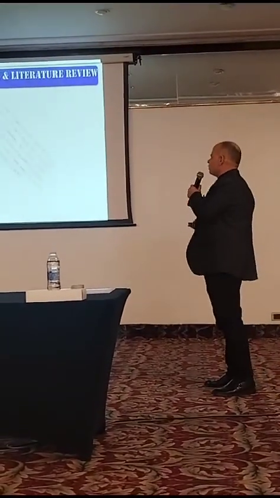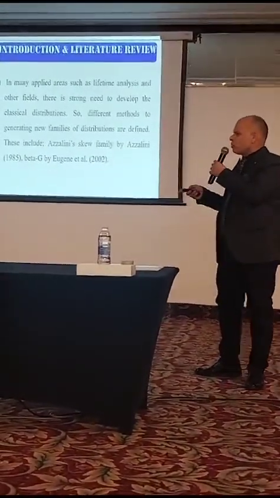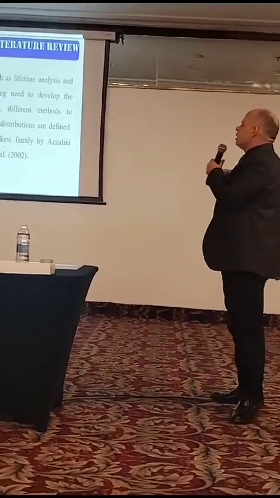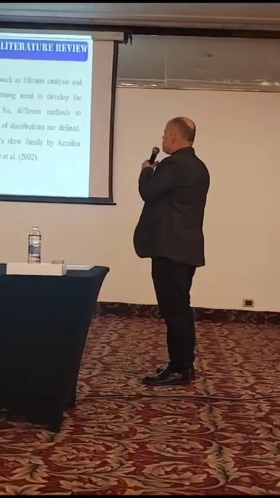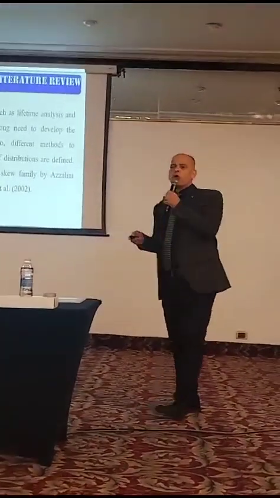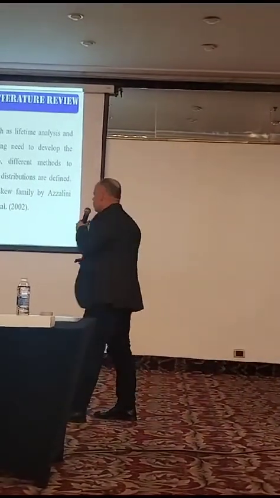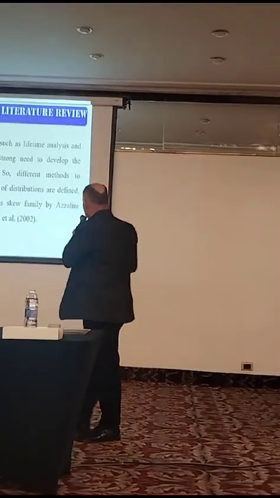Introduction and literature review. In many applied areas such as lifetime analysis and other fields, there is a strong need to develop the classical distributions like Weibull, binomial, and so on. So there are different methods for generating new probability distributions. Why? Because they fit more data. These include some examples of new probability distributions like the Azzalini skew family by Azzalini 1985 and the Beta G family by Eugene et al. 2002.